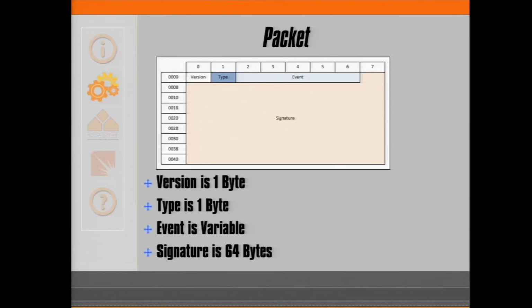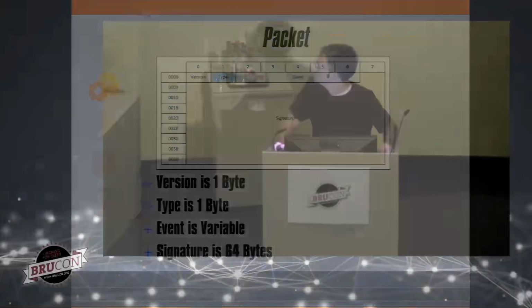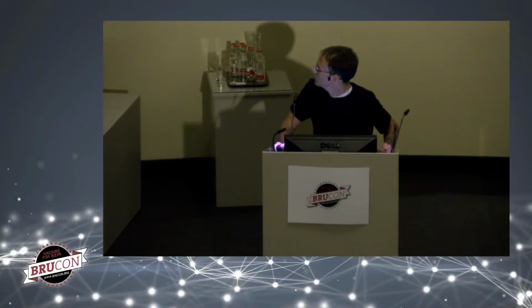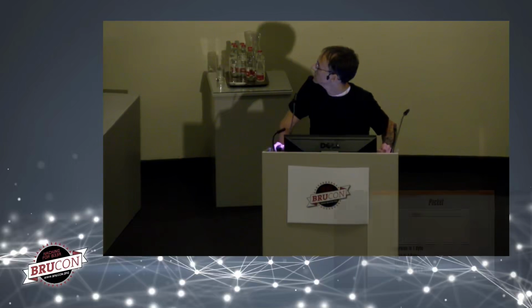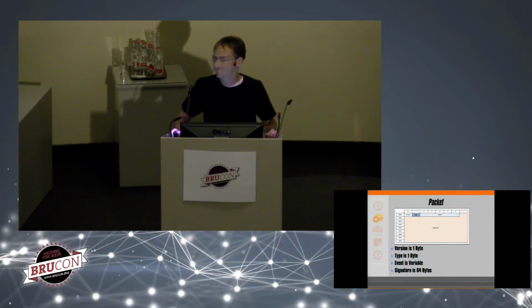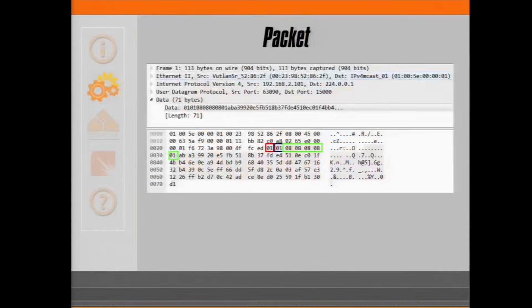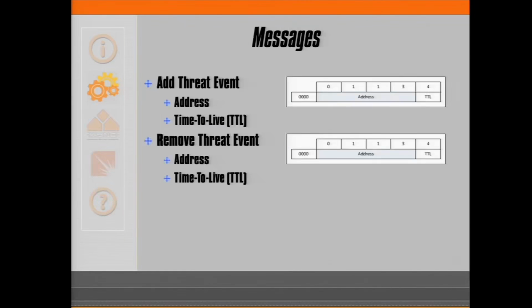Okay. The packet there, version is 1 byte. It is a binary protocol. Type is 1 byte. The event that's being shared is a variable size. Signature is 64 bytes. It's very signature heavy right now, mostly signature. On the wire there, in Wireshark, we have pointers. We have the version of AMP, message type, the event, very short events, and then the signature. The messages we have here carry the add threat event and the remove threat event. They're 5 bytes each. Address is 4 bytes, time to live 1 byte.